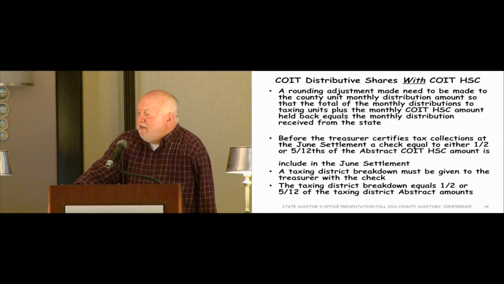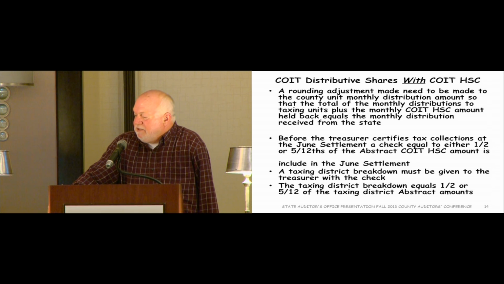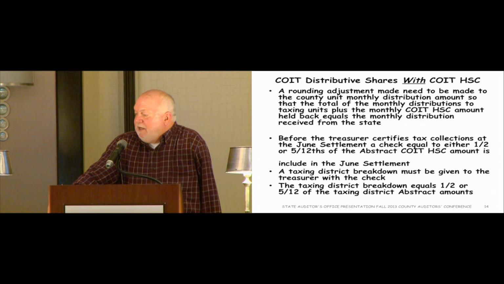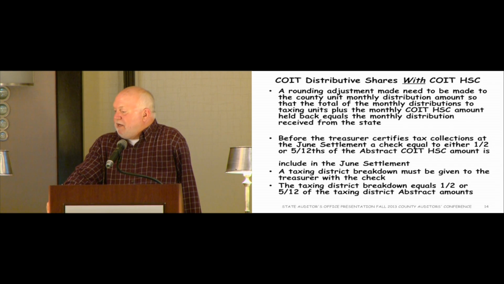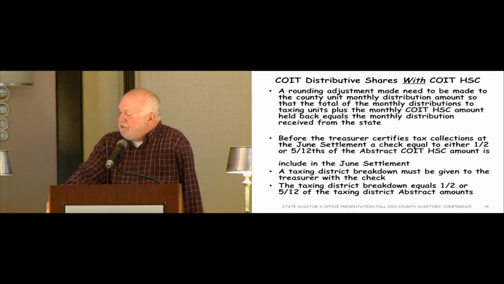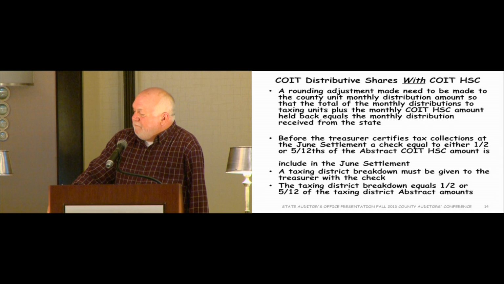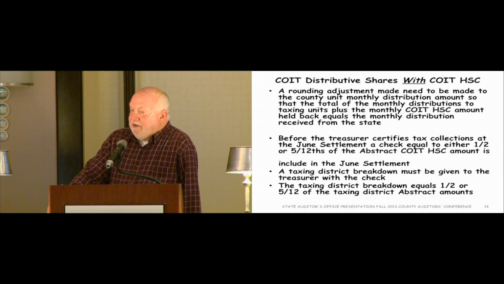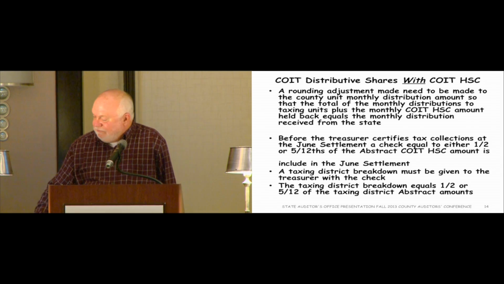There again, rounding adjustments I would make to the county amount. There again, the rounding adjustment should be very little. And then before the June settlement, you'll write a check equal to either 1/2 or 5/12 of the abstract COA homestead amount to the treasurer from the COA fund, and the treasurer includes it in the June settlement. And you give the treasurer a taxing district breakdown, and the breakdown is going to be equal to either 1/2 or 5/12 of the taxing district abstract amounts.